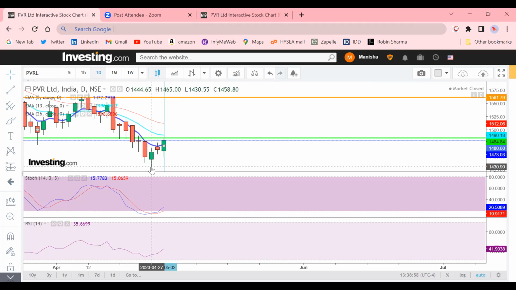I mean, you can take it here also. But the only thing is, because we are deciding the stop loss, that means we are putting more risk. So it's better to take here, where the crossover has clearly shown. 1454. So my immediate support, that is the stop loss, is 1454.